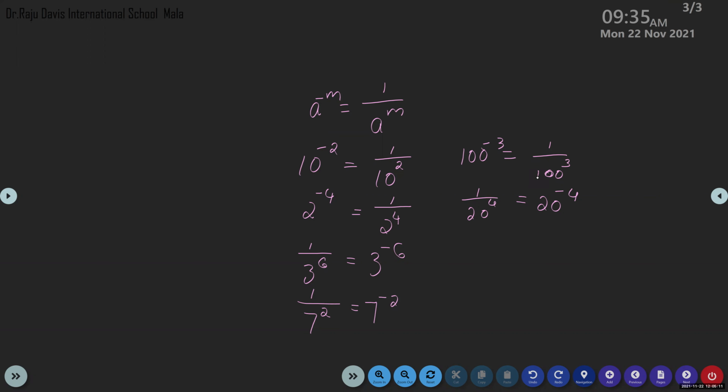See, 1 by 20 raised to 4 is 20 raised to minus 4. So 1 by 30 raised to minus 3 will be 30 raised to 3. Both ways, you must be clear about the transformation from numerator to denominator or denominator to numerator, and what happens to the exponents. So 1 by 3 raised to negative 6 will be equal to 3 raised to 6. From the denominator, negative 6 when it comes to the numerator becomes positive.